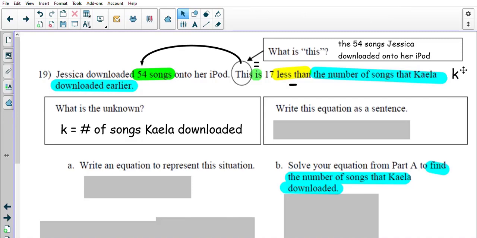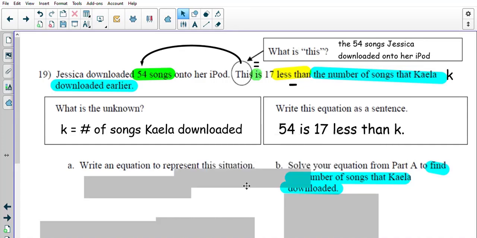So I don't normally do this part right here where it says to write this equation as a sentence. I do always define my variable to represent my unknown. When it says to write this equation as a sentence, if you remember the first part of this lesson, the previous questions, numbers 18, 17, 16, 15, I think there were only 4 of those, we had sentences versus a problem and then a part A and a part B. So what I want to do is translate all of these words into just a sentence. So what I'm going to write is 54 is 17 less than K. And that's what we have here. 54 is 17 less than K.